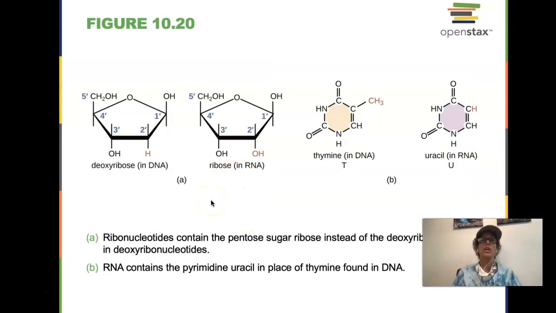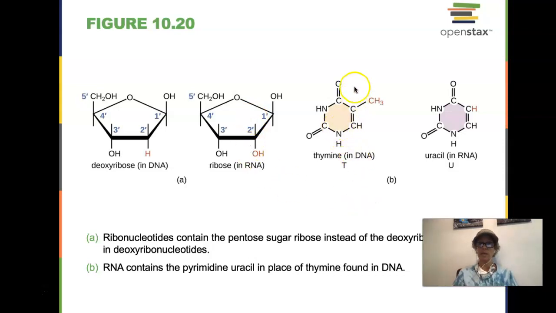Now we're going to look at RNA. The sugar in DNA is deoxyribose. And that is because ribose, which is the sugar in RNA, has 1 more oxygen. So if we deoxy, we take out an oxygen, we have a hydrogen at the second carbon. Ribose has a hydroxyl at the second carbon.